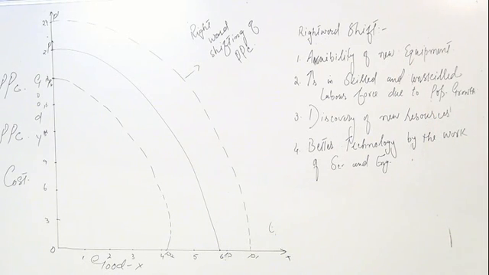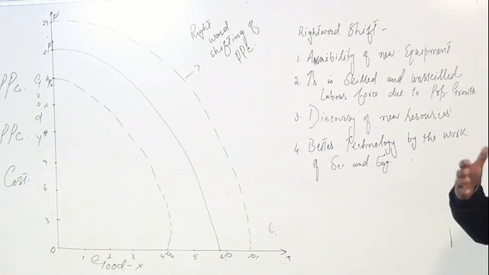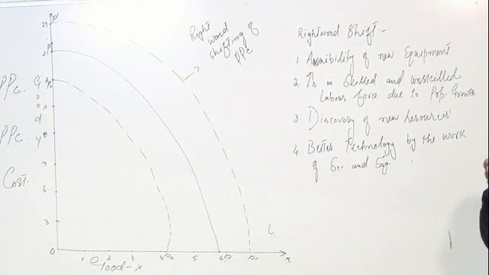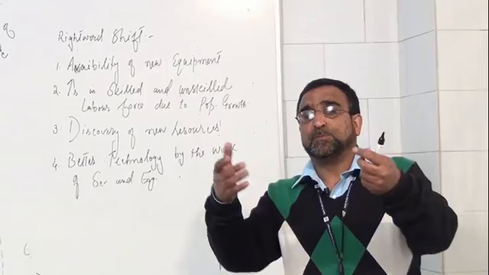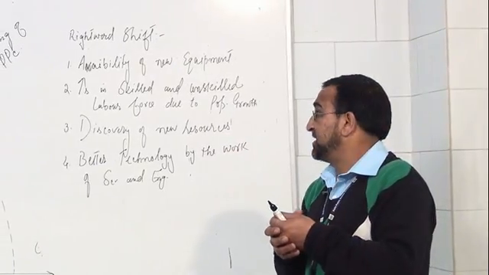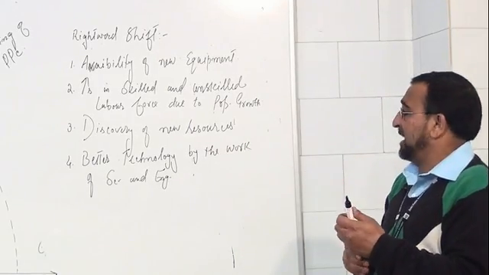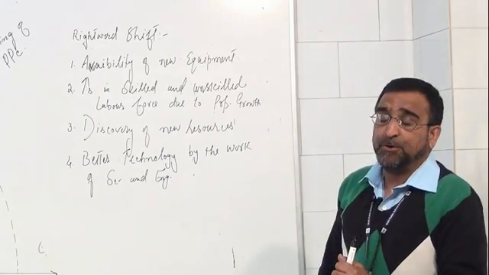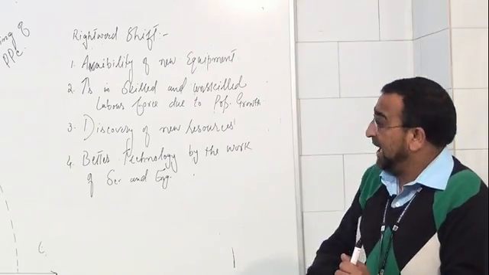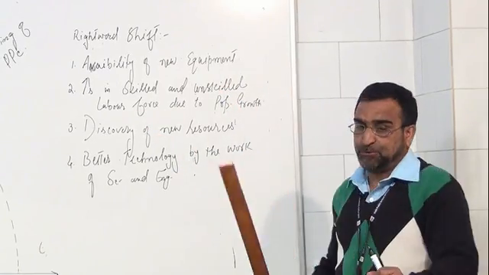Suppose we are working in agriculture, we are working in industries with the help of some equipment. Now there is more equipment available in an economy. These equipments may help us to produce more and more goods and services along this production possibility curve, or simply we can say availability of equipment helps us to produce more of good X and good Y. Then, increase in the skilled and unskilled labor force due to population growth.